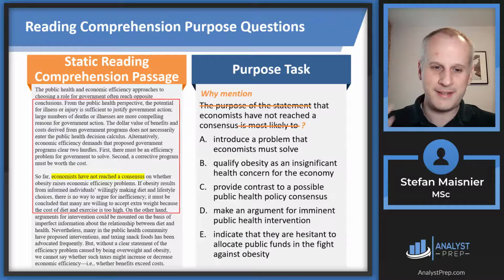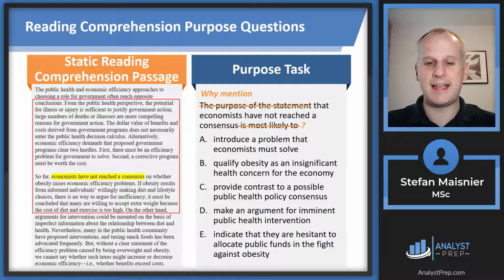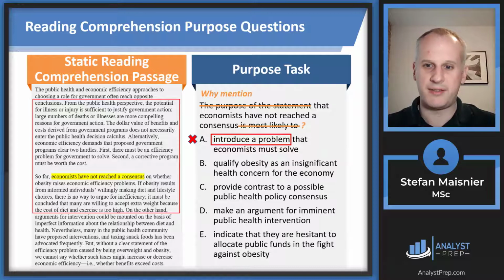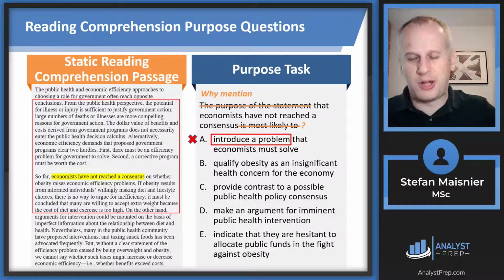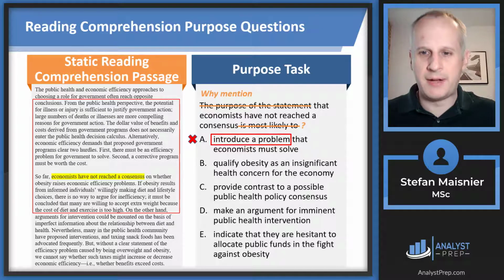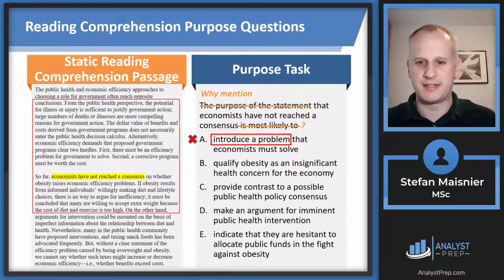So now, if we're just looking at the choices, choice A, we are talking about a problem and introducing it, but we are not introducing a problem that the economists must solve. So while this is relevant to the paragraph, it is not why this specific subject matter has been presented in the passage. So this could qualify as a bit of a trap, because if you say there's a problem of obesity, you're not wrong, but it's not why the author mentioned that the economists have not reached a consensus.